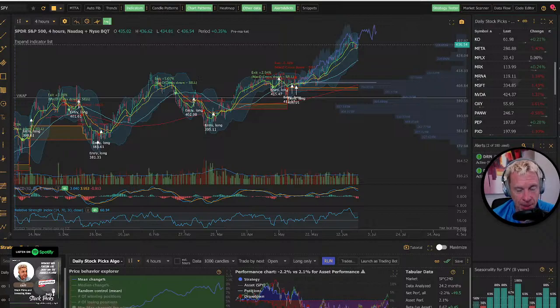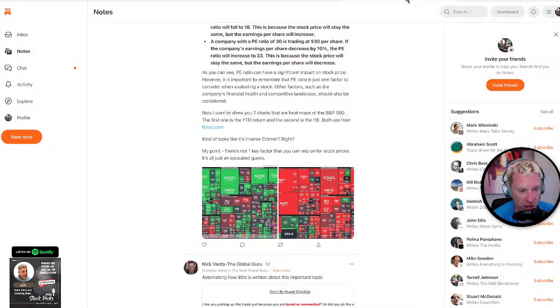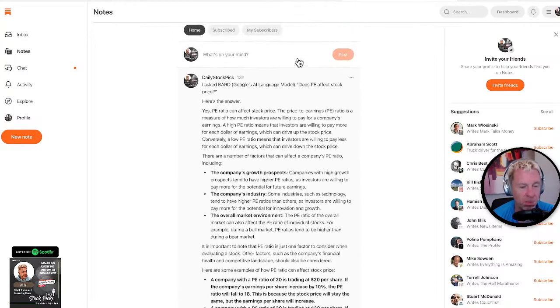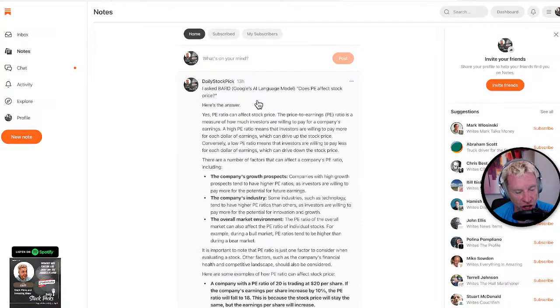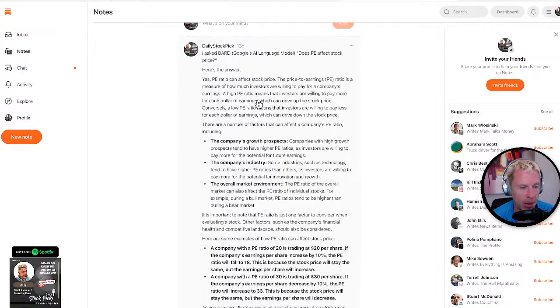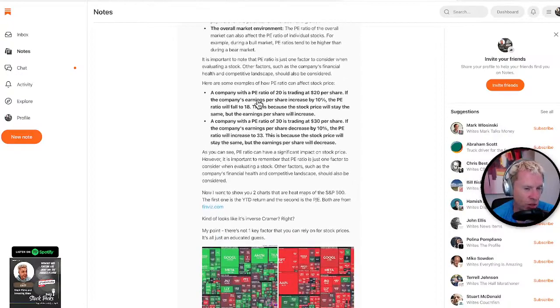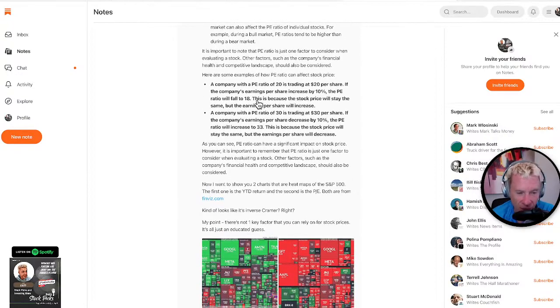Part of that is I put a note out on Substack last night. And if you don't go to the Substack daily, stockpick.substack.com, you can't read this note because it doesn't come out in your email. It's just a note. But I asked Bard, does PE affect stock price? And I found the answer was pretty standard. Yes, it does. But then I took a look at FinViz and I took a look at year-to-date earnings versus PE value of a company. So it's just a way of looking at stocks.